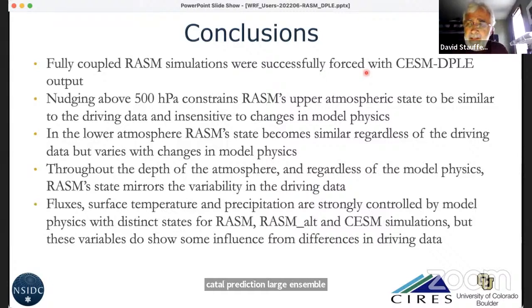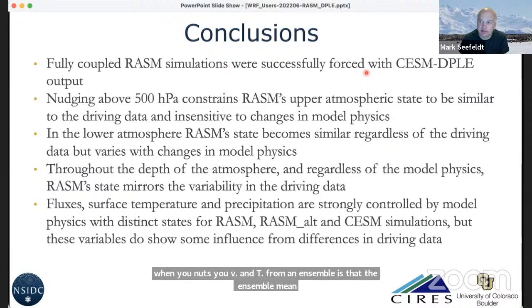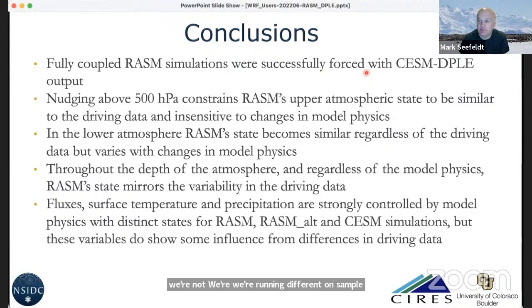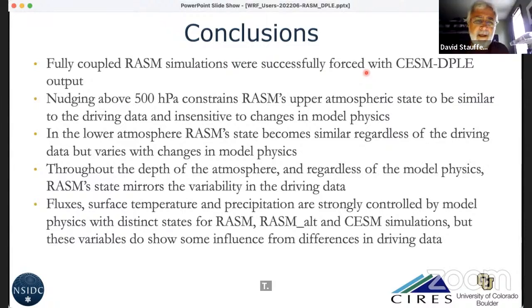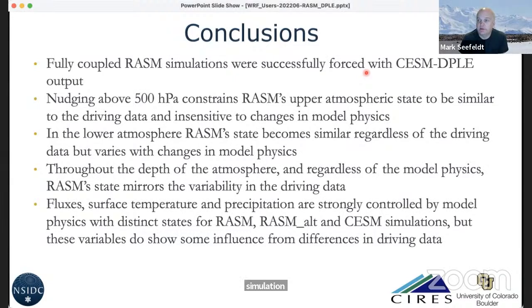Okay, so are you actually nudging a RASM ensemble or just a single member? A single member. Okay, so from the ensemble, how are you using the ensemble information in the nudging? Is it just a single field? So when you nudge the U, V, and T from an ensemble, is that the ensemble mean? We're running different ensemble members. We're nudging from a single member to create our own single member of the RASM simulation from the CESM DPLE member. Okay, so are there more than one RASM simulation? Yes. We have 10 RASM DPLE simulations corresponding to the 10 ensemble members in the CESM DPLE.